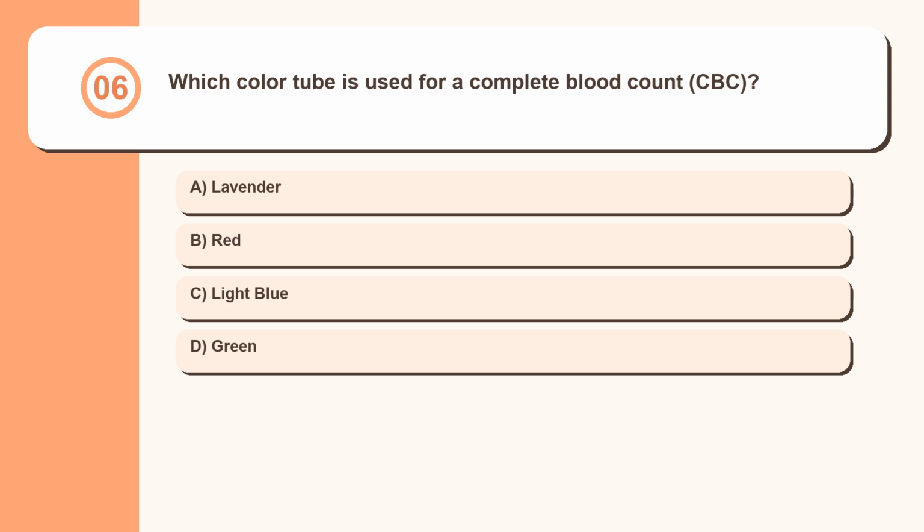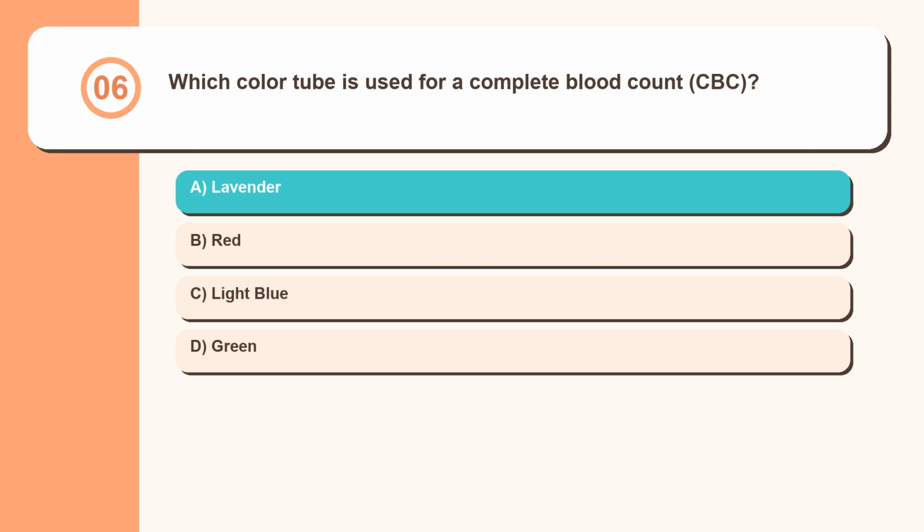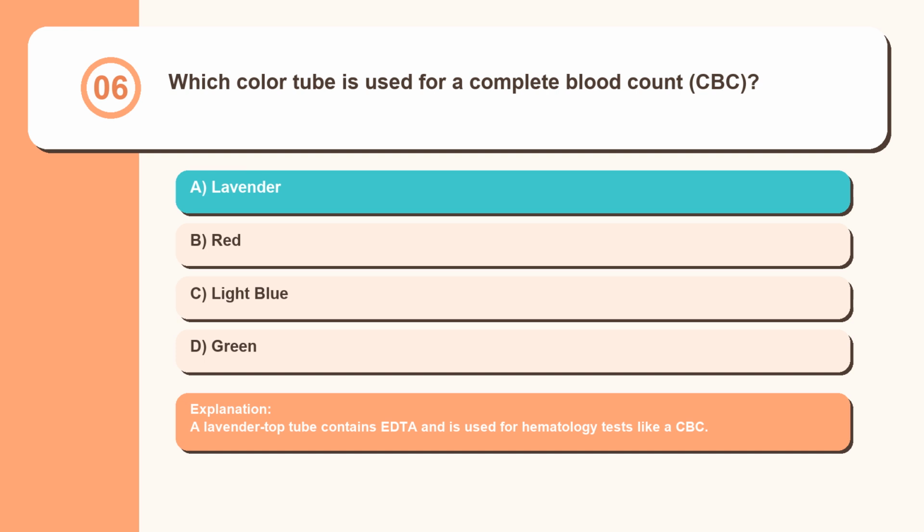Question 6. Which color tube is used for a complete blood count? CBC. Lavender, red, light blue, green. A lavender top tube contains EDTA and is used for hematology tests like a CBC.